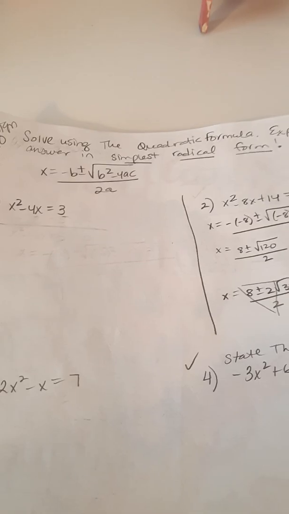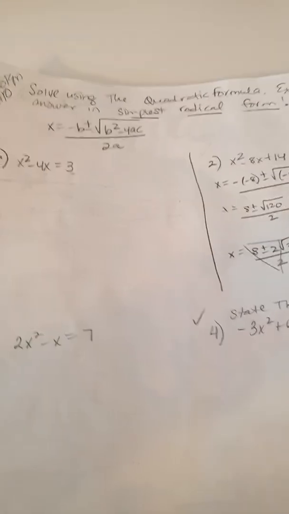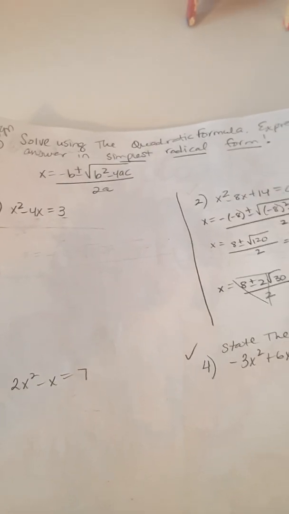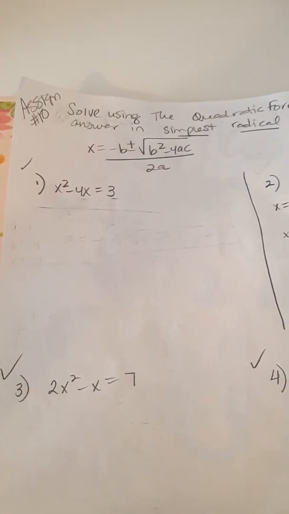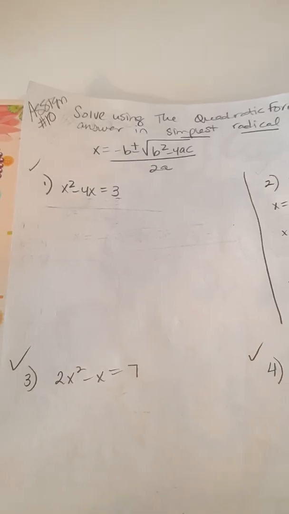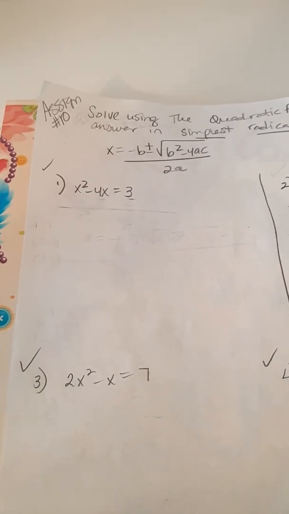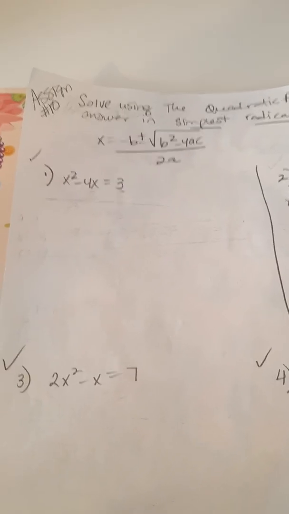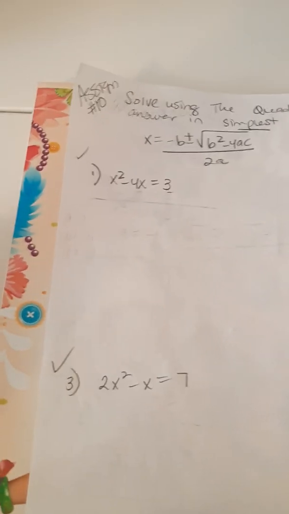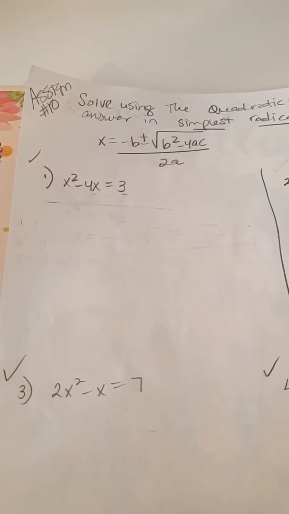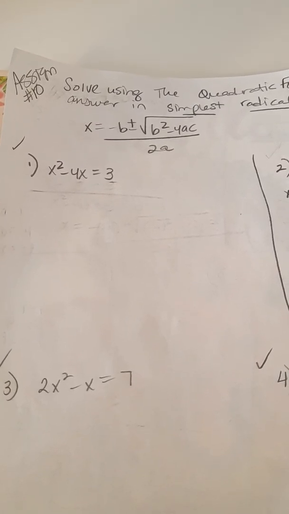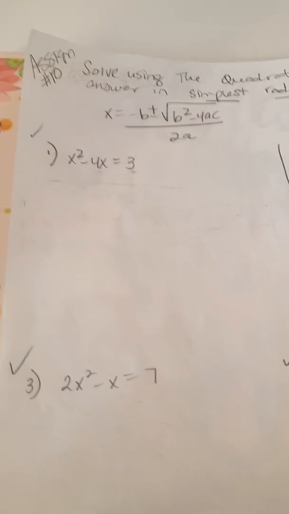And guess what? It's solving using the quadratic formula. You've already done this with simplifying the answer to the nearest decimal, so nearest tenth, hundredth, thousandth. But now, because we're in the radicals unit, you're going to be simplifying using the simplest radical form.